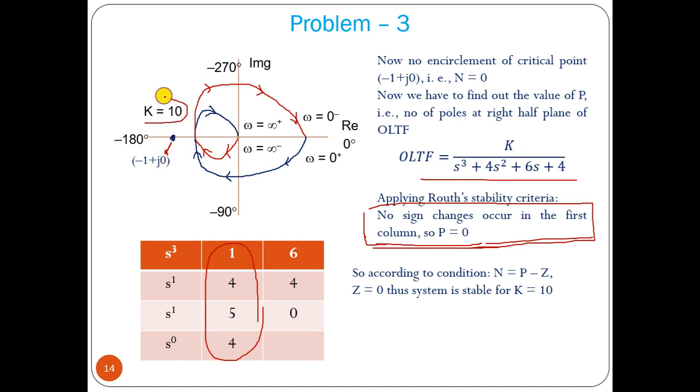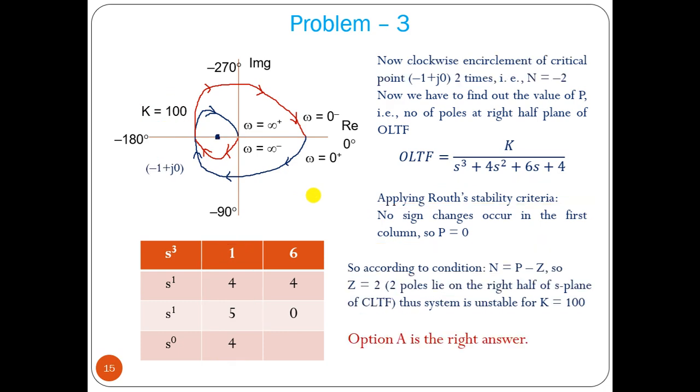At that time k equal to 10, this does not enclose the critical point in the Nyquist plot. Then N equal to what? N equal to 0. P equal to 0. So Z equal to 0, and the system is stable for k equal to 10.